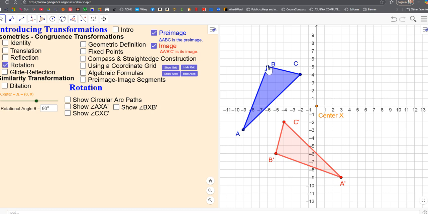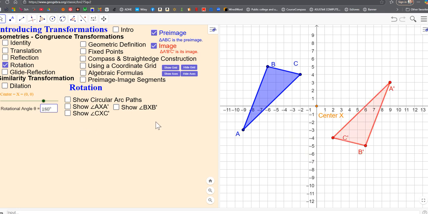Coordinates of B are -6, 5. B prime is -5, -6. Interesting, huh? 180 again. 180 degrees or pi radians. Coordinates of A are -9, -3. Coordinates of A prime are 9, 3. Coordinates of C are -2, 4. Coordinates of C prime are 2, -4. Can you see that we're just switching the signs on both the X and the Y here?